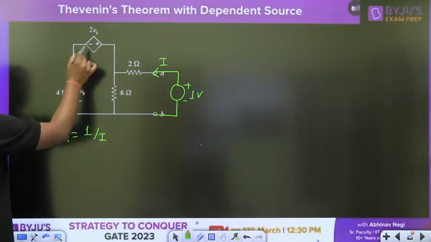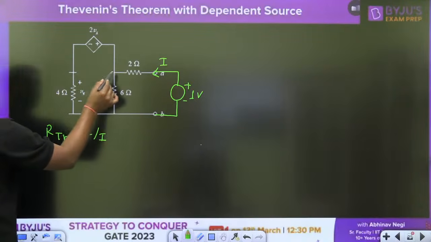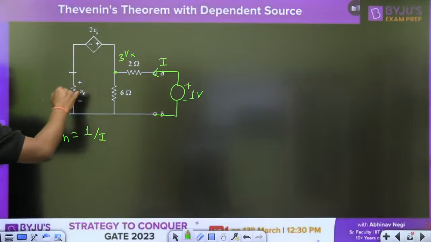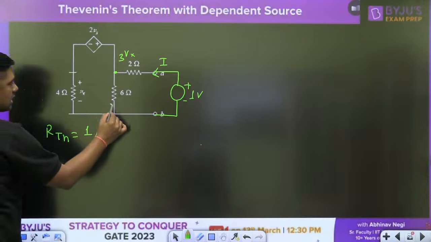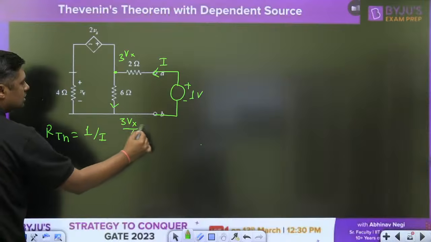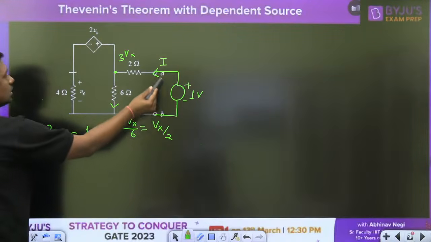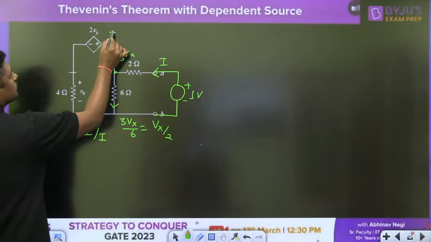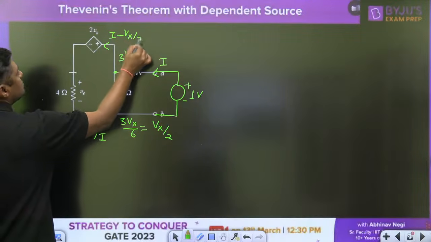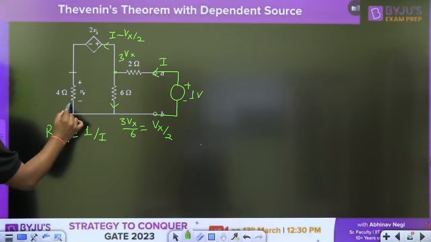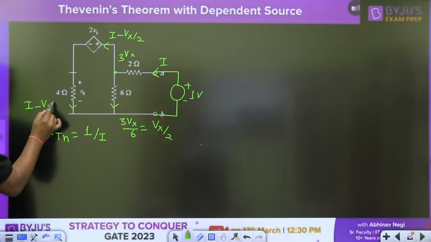Now what is the voltage here? 2Vx. What is the voltage here? Vx, right? So what is the voltage here? 3Vx. 2Vx plus Vx is equal to 3Vx. What is the current here? 3Vx by 6. This will become Vx by 2. Now this is the incoming current I. Here the current is Vx by 2. So what will be the current here? I minus Vx by 2. That is the current here, and this current will pass through this.